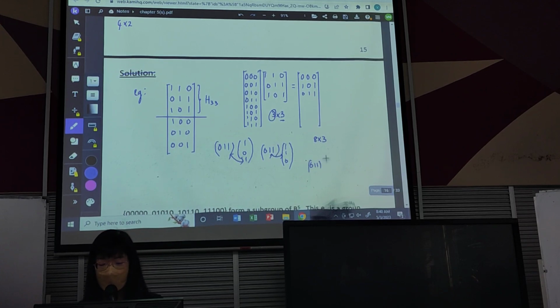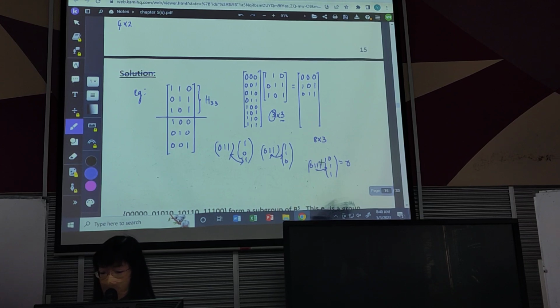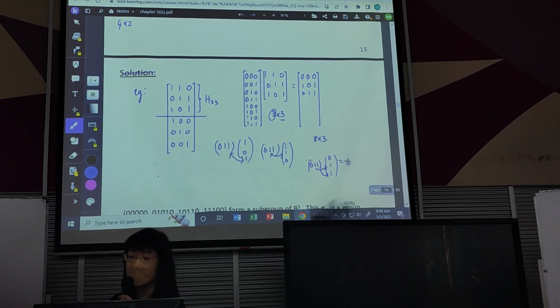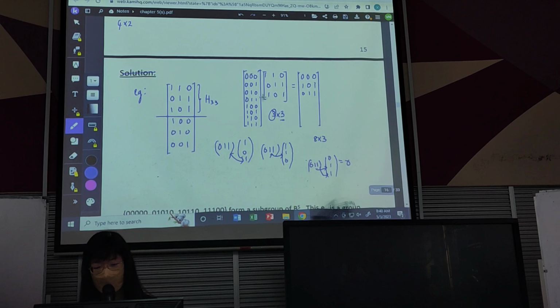0, 1, 1 with the third column, how many 1? 2. So if 2, 1, answer is 0. This one is 1. This one also 1. So 1 and 1, 0. So the fourth row answer will be 1, 1, 0.